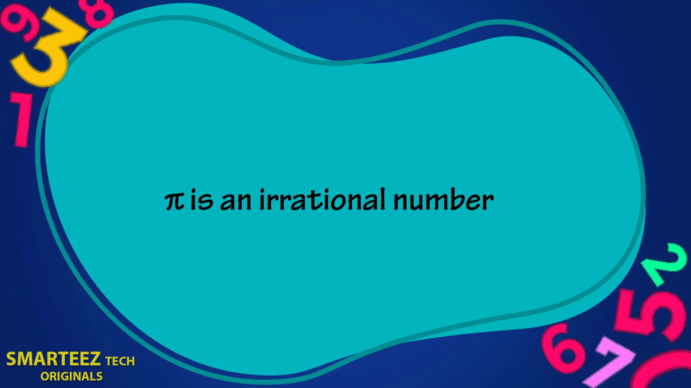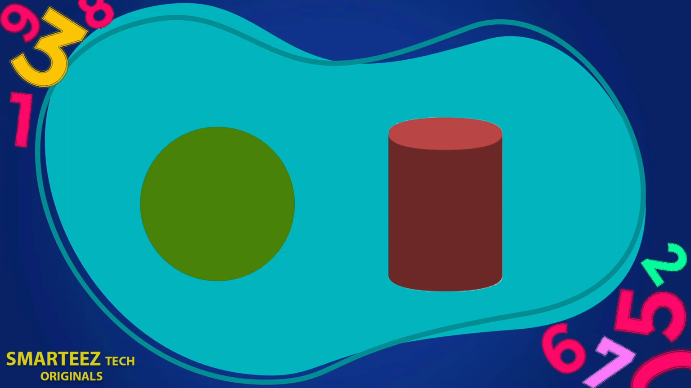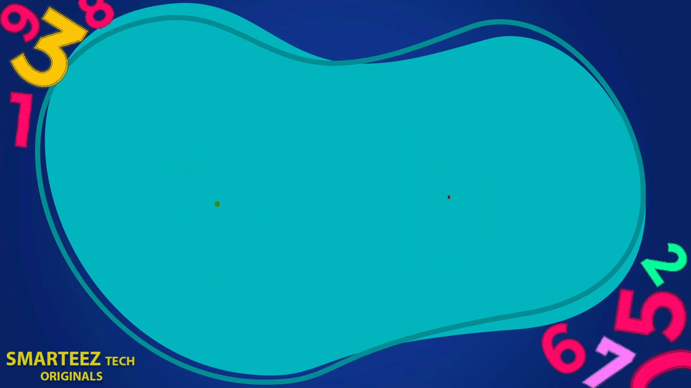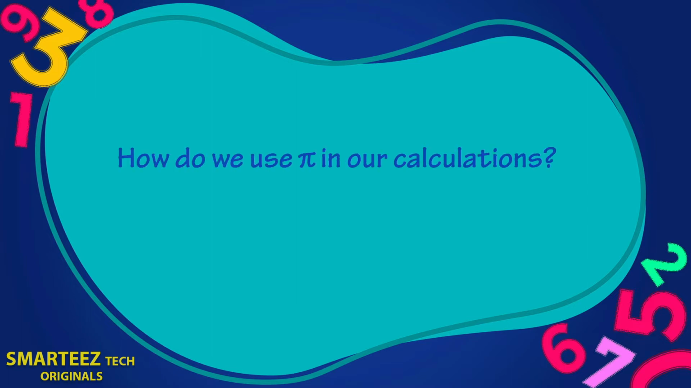However, we use pi all the time for calculations on circular, cylindrical, and many other shapes. If pi is not a number whose decimal value terminates, then how do we use pi in our calculations? We cannot make that into a fraction either, because irrational numbers cannot be converted to a fraction. And we know that. Well, the way we use pi for calculations is by taking an approximate value of pi.